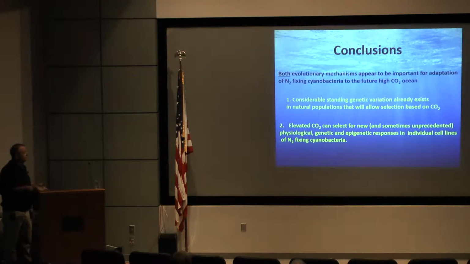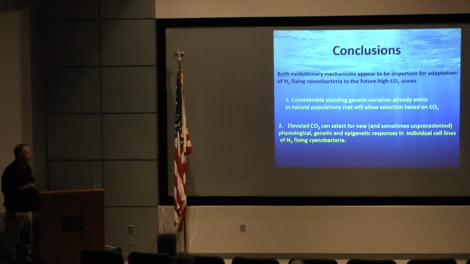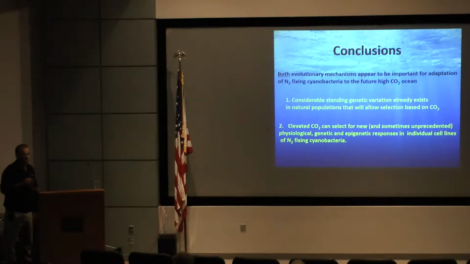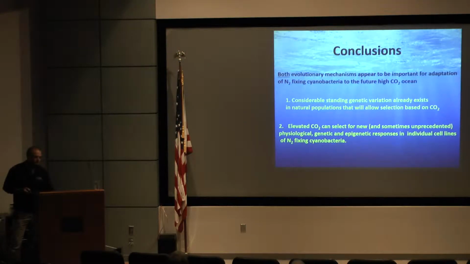And elevated CO2 can also select for new and, in many cases, very unprecedented, at least in the literature, responses of physiology and genetic and perhaps epigenetic responses in these individual cell lines. So de novo evolution is going on, but it's certainly not what we expected. We thought they would get better at growing at 750. Instead, they got better at growing at low CO2.